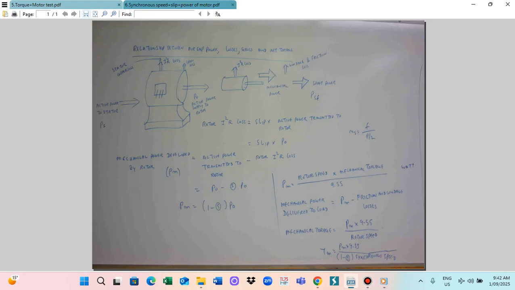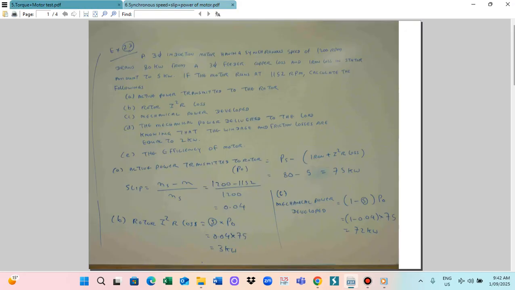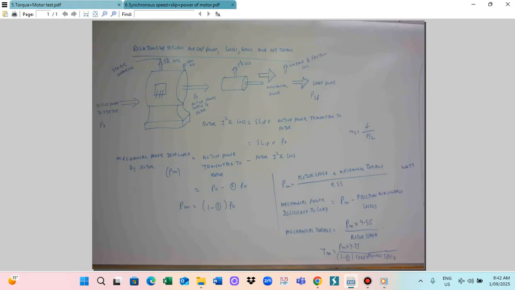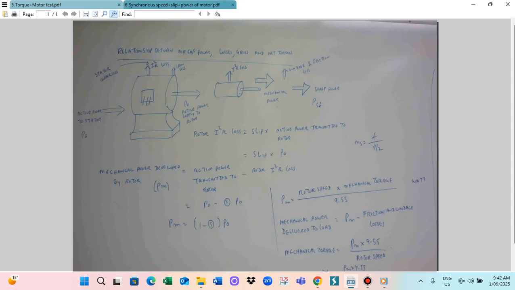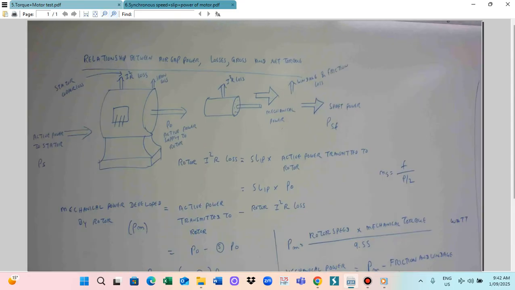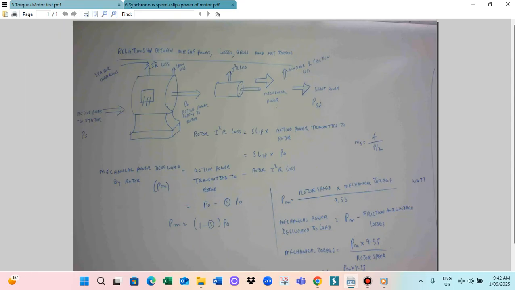The topic is the relationship between the air gap power, losses, gross, and net torque. When there is a motor, you provide a supply to the motor stator winding. The stator winding produces a magnetizing flux. Those fluxes are revolving, and their speed is the synchronous speed. They are rotating at the synchronous speed.